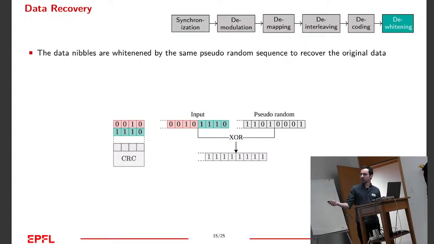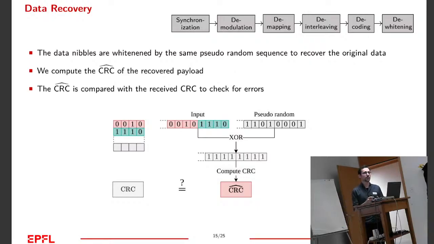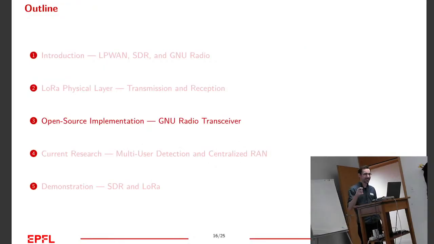Now, we need to undo the whitening, so the first operation that we did, we do it again, because if you XOR twice the same sequence, it will not have any effect. So we get back to our all ones value. Now we want to know not only if the first byte is correct, but the whole packet. And what you can do, you compute the cyclic redundancy check on what you receive. You compare it with what was included in the packet, and if both match, that means you have high probability that you have a completely correct packet. So now it's the end of the reception.